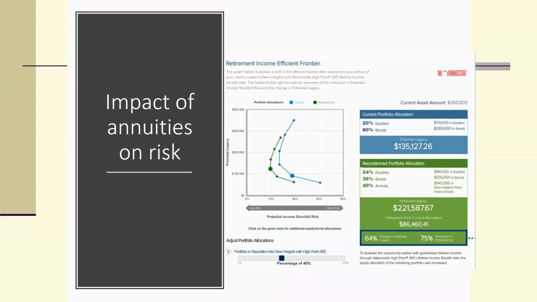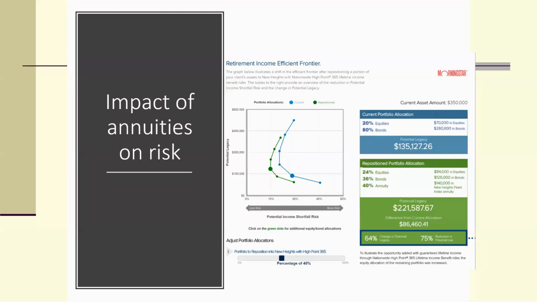And as you notice, the blue line represents your risk-reward efficient frontier. Now, this portfolio is comprised of 20% equities and 80% bonds. And so as you can see here, this person would have experienced gains and losses in the contract over the course of their life. And at the end of their life, their potential legacy value, that is to say the amount of money left in their estate when they passed away, would be roughly $135,000.